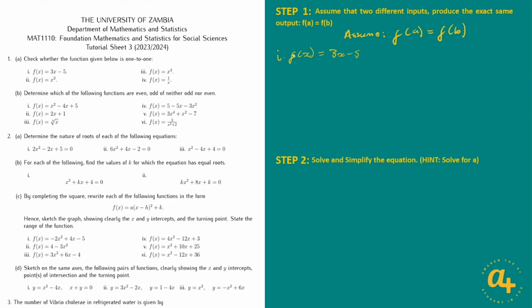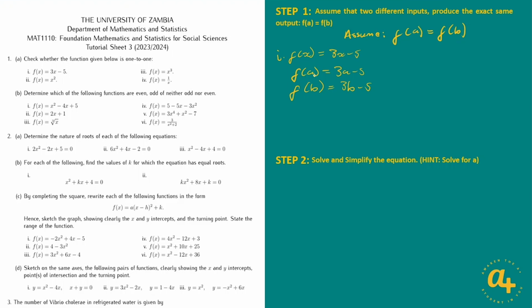In the same way, we are going to assume that f of x equals 3x minus 5 is producing two identical outputs. Now, to do that, we are going to say f of a is equal to 3a minus 5. We're basically just substituting a for x. We're also going to say f of b is equal to 3b minus 5. So now that we have f of a and f of b, we are going to assume that f of a is equal to f of b.